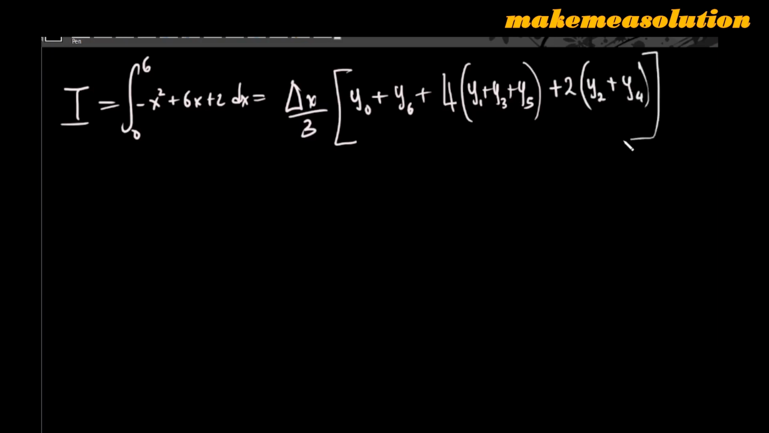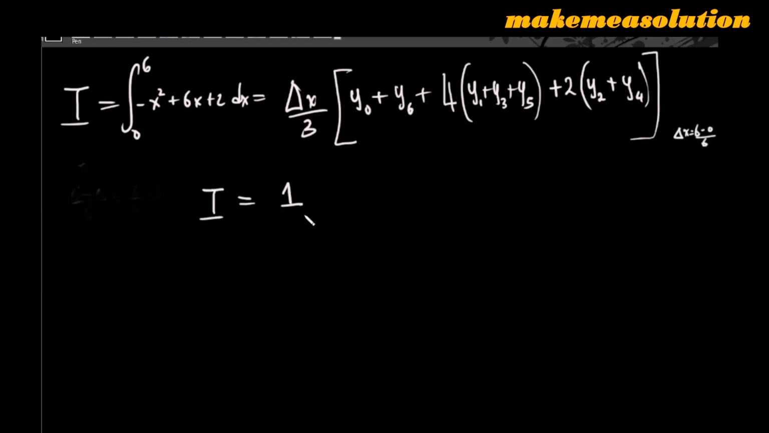Is that okay? So we're going to get that from the table. Delta x is already 1. That's the upper limit of the integral minus the lower limit of the integral, divided by the number of intervals, n, giving me 6 over 6, which is 1. So that is how we actually got delta x. Delta x is equal to 6 minus 0 over 6.